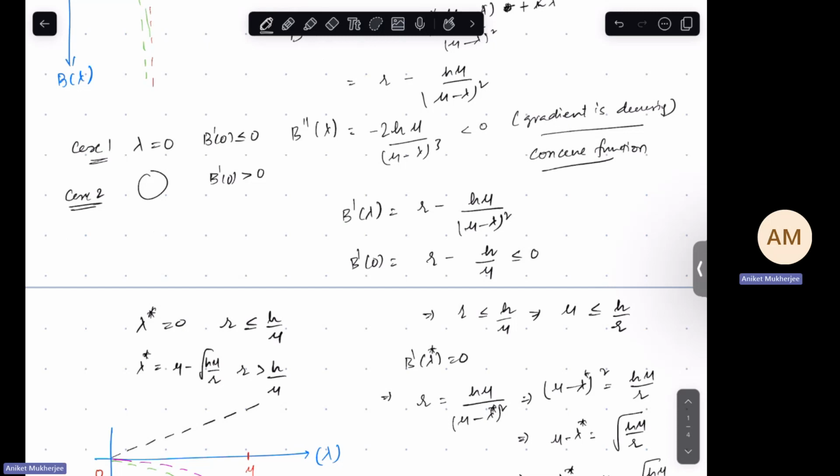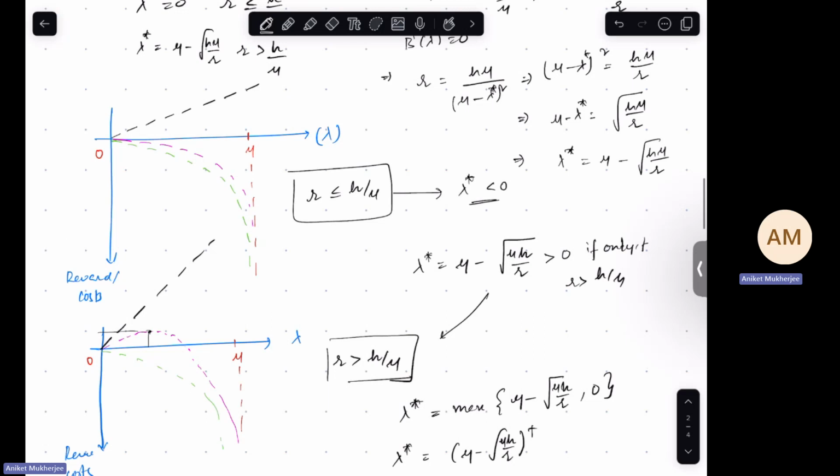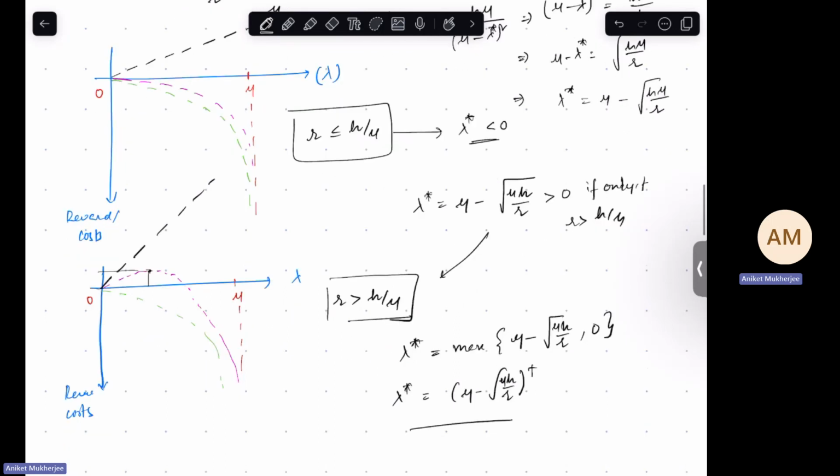So you have to give your reward greater than h by mu, where h is the waiting cost rate and mu is the service rate. Then you get the optimal arrival rate, which is mu minus root of h mu by r. We saw a graphical representation of what it means when r is less than h by mu, and what it means when r is greater than h by mu, and what happens to all the cost functions that we have defined there.